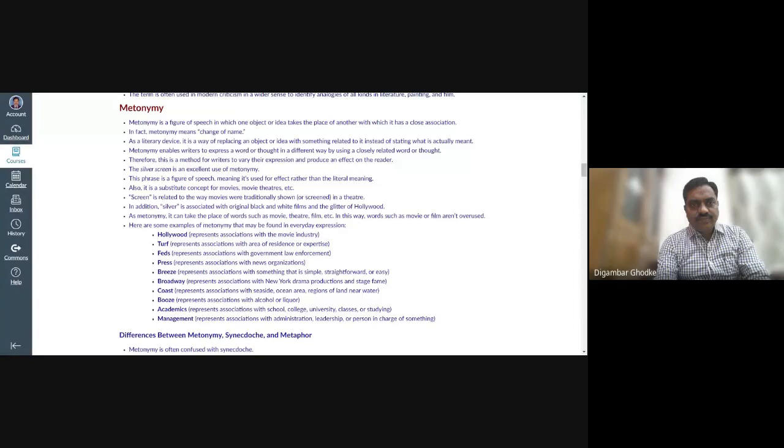So this makes us understand that words such as movie or film aren't overused. Every now and then, if you say films, that can be overused. Instead of that, we can say Chanderi Dunia or silver screen. Some more examples of metonymy in everyday expressions are listed here. For example, just now I mentioned Hollywood.